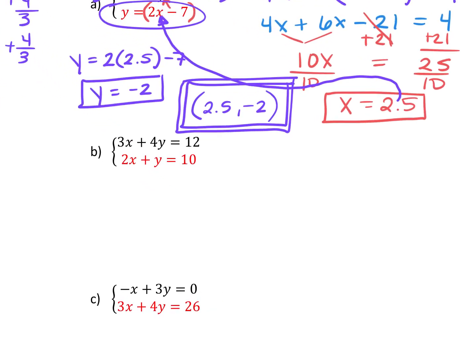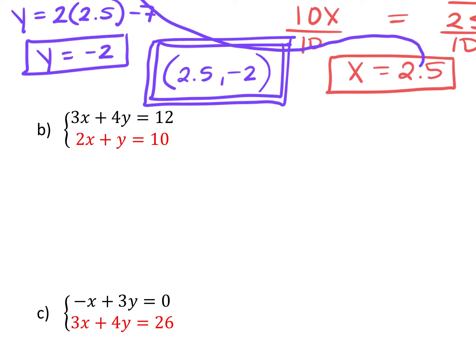Okay, take a look at letter B. The first thing you should always ask yourself is, do we have anything isolated? So look at the first equation, 3x plus 4y equals 12. Is anything isolated there? No. Look at the second equation, 2x plus y equals 10. Is anything isolated there? Not yet, right? The x and y are together. The 10 is by itself, but we don't want our constant isolated. We want our variable isolated.